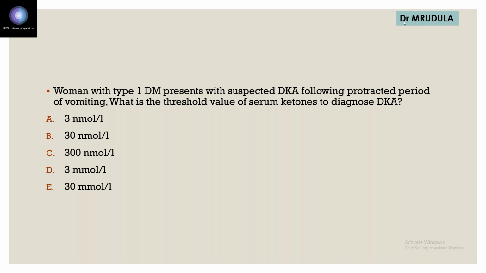A woman with type 1 diabetes mellitus presents with suspected DKA following protracted vomiting. What is the threshold value of serum ketones to diagnose DKA? I think this was the question in the recent exam. Yes, so answer is D. It is 3 millimole per liter. So this is regarding this diabetic ketoacidosis talk.